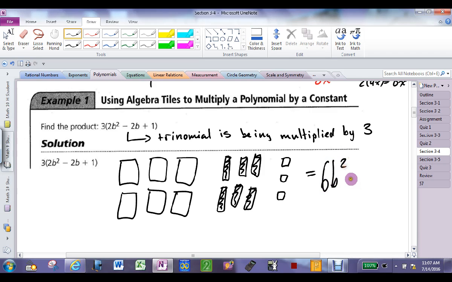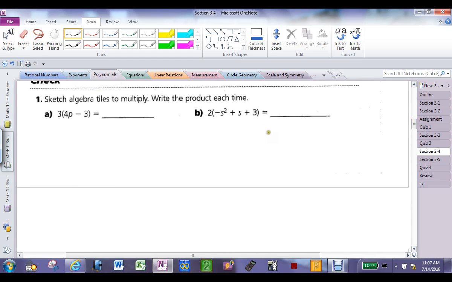6b squared minus 6b plus 3. Easy peasy lemon squeezy, right? Great. You do these 2.